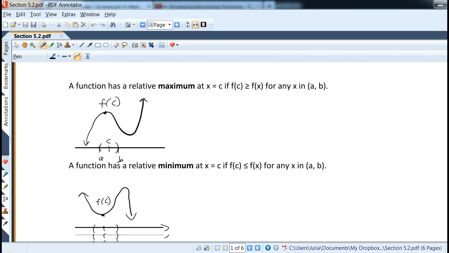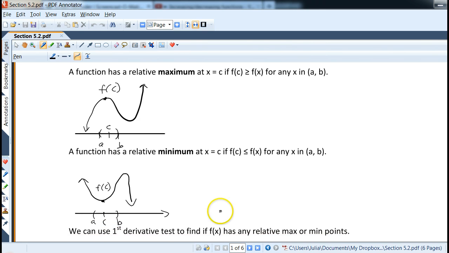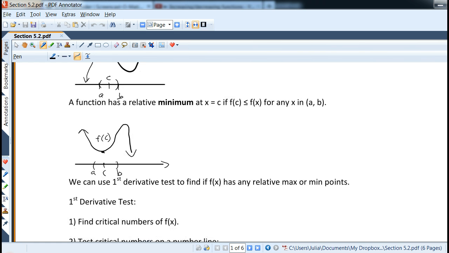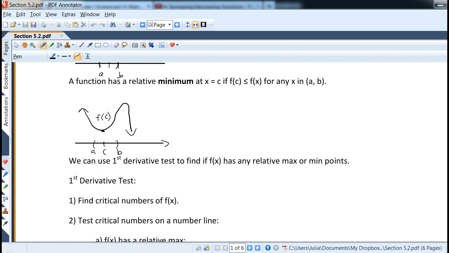And minimum is very similar. Again, I like to think of it as peaks and valleys. See how you have it in the bottom right here. Again, it's maybe not the lowest y value, but it's the lowest one nearby, again on the open interval AB. And how do we find if a function has any relative max or min points?